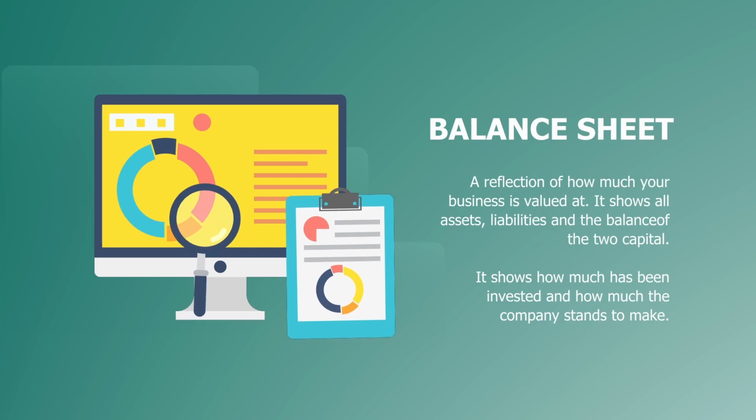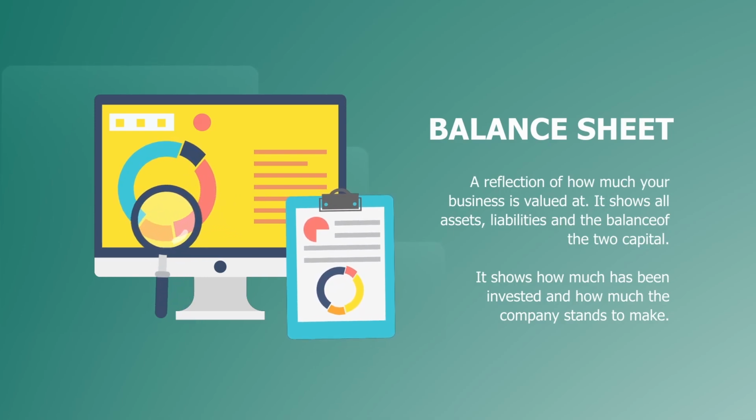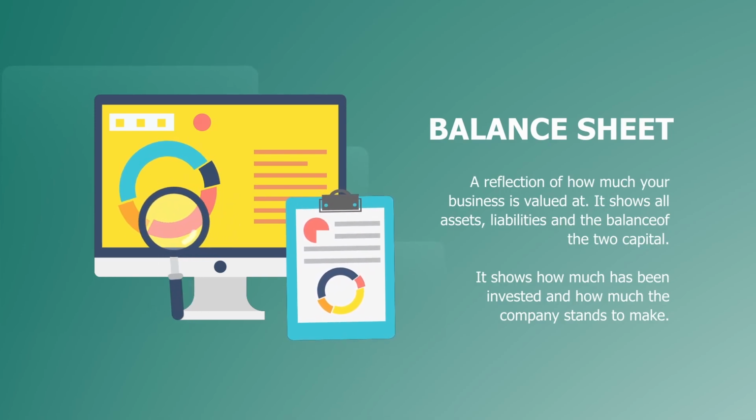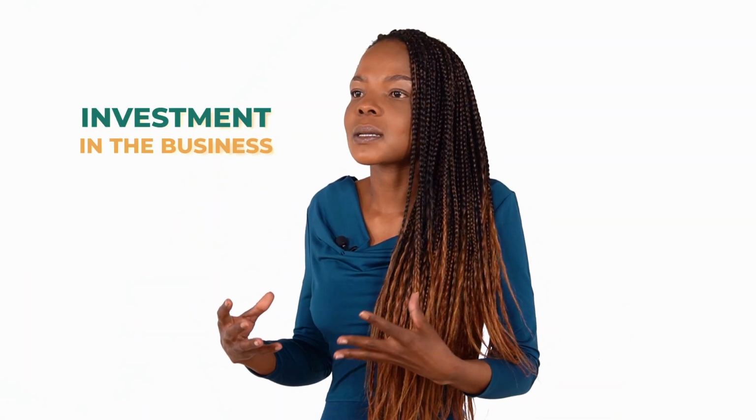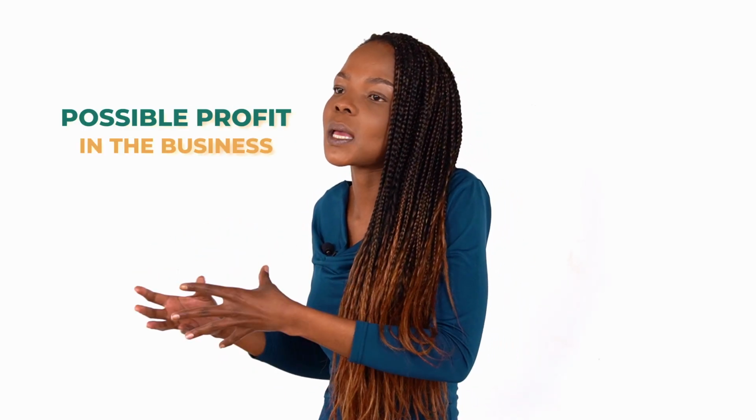Its job is to tell investors, this is the list of assets, this is the list of liabilities, and this is the balance of the two, capital. This is how much we've invested in our business, and this is how much we stand to make overall. This is also how our business is growing. So this one is much simpler to do than the income statement because it's mostly just addition.